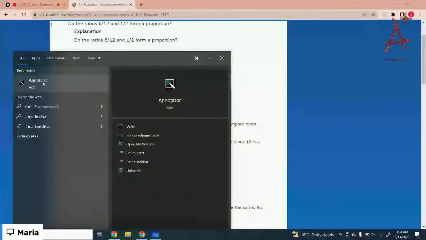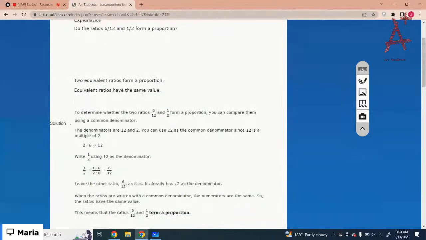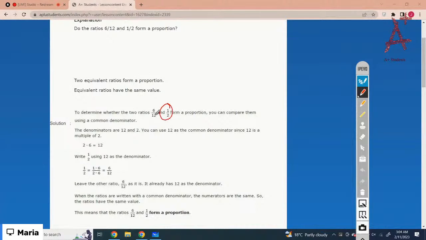You can compare them using a common denominator as they have different denominators. One of them is 6 by 12, the other one is 1 over 2. Got it? First, let's make the denominators the same. For the smaller one, you have 1 over 2, so you have to make this denominator equal to the greater one. You have to make this denominator 12.